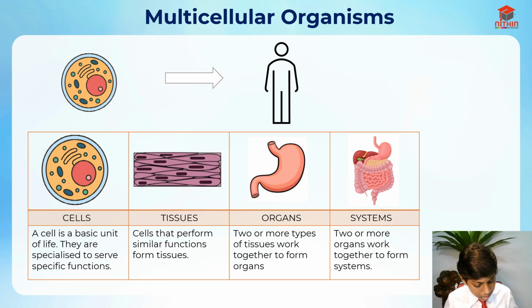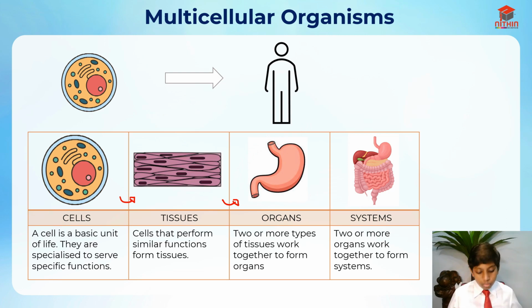And then from cells, we need to move on to tissues. Many of the same types of cells, the cells that perform similar functions, actually join forces and form tissues. So this is a muscle tissue. And moving on, from tissues, we need to go into organs. Many of these tissues, like 2 or more types of tissues, actually work together in order to form these organs. And you can see that this is the stomach.